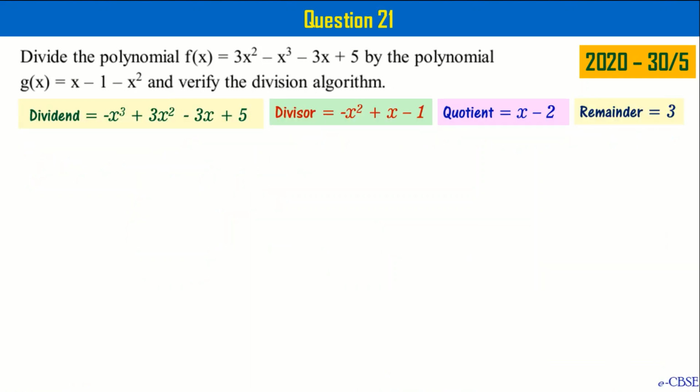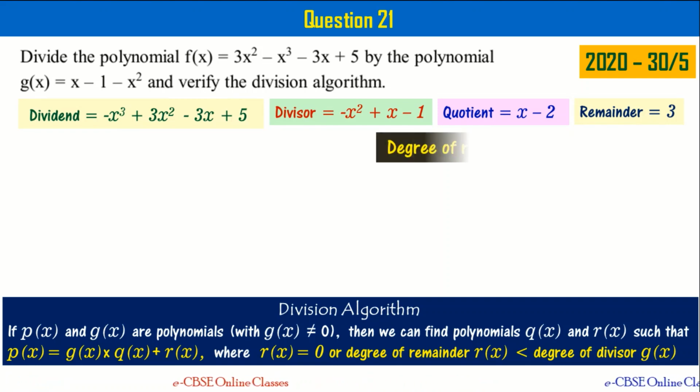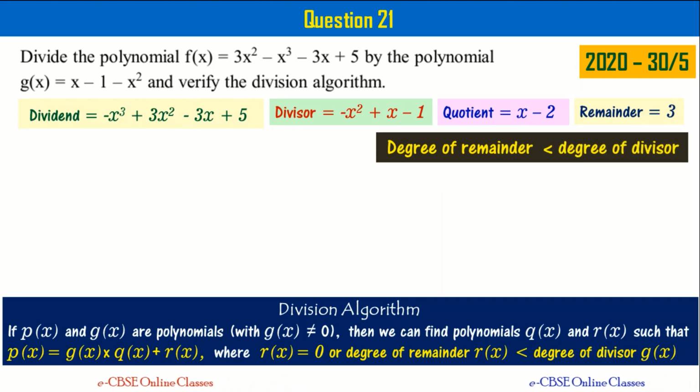Now we have to verify the division algorithm, right? The division algorithm talks about two things. One is the degree of the remainder has to be less than the degree of the divisor. In our case, the remainder is 3, which means its degree is 0, and the divisor has degree 2. It means that the degree of the remainder is less than the degree of the divisor. It is satisfying one of the criteria of the division algorithm.